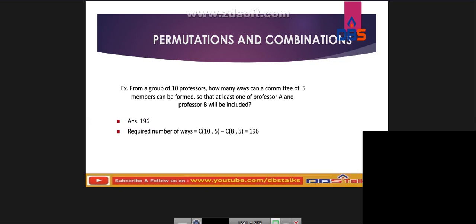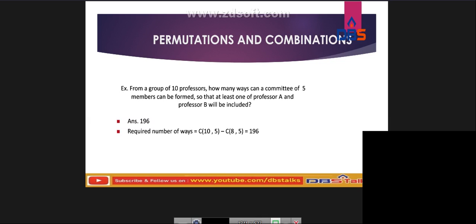See, there are 10 professors. So the committee of 5 is C of 10 comma 5 minus, so that at least Professor A and Professor B will be included, 2 professors are already included, that is C of 8 comma 5. That equals C of 10 comma 5 minus C of 8 comma 5, that equals 196.